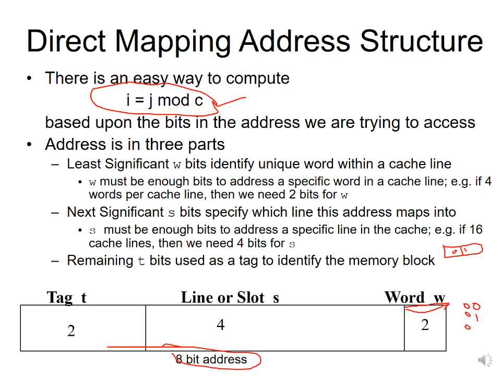And 10 is word number 3, and so on. So these two bits are enough to uniquely identify four different words.